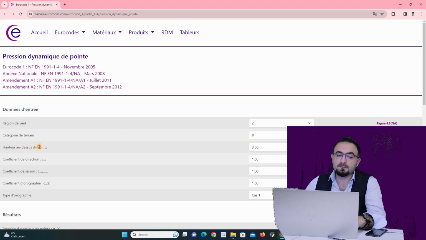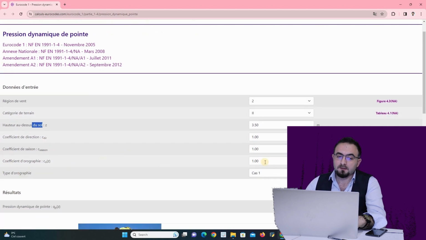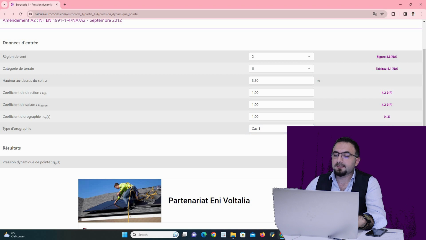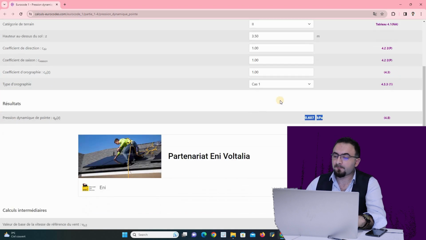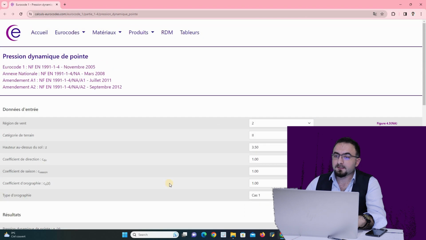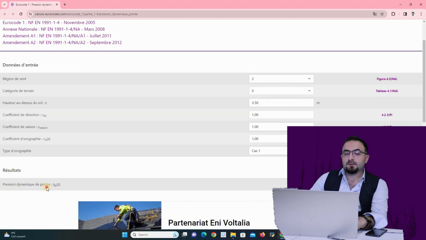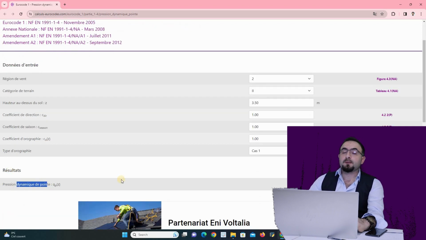You can see here they explain the different zones, and we can choose the location of our building. Here they speak about the height of the building and about the ground. These two coefficients are always 1. Here is case 1, case 2. In the end we have 60 newton per square meter. This calculates automatically the dynamic coefficient, the dynamic pressure.